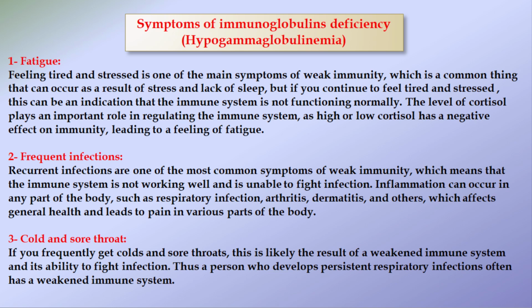2. Frequent infections. Recurrent infections are one of the most common symptoms of weak immunity, which means that the immune system is not working well and is unable to fight infection. Inflammation can occur in any part of the body, such as respiratory infection, arthritis, dermatitis, and others, which affects general health and leads to pain in various parts of the body.